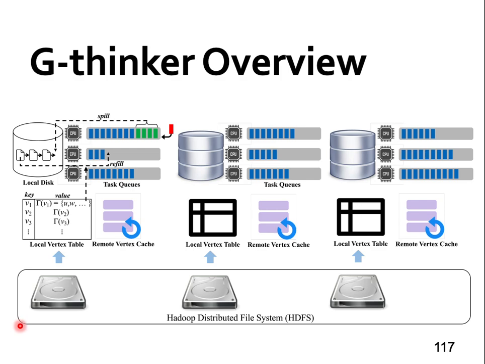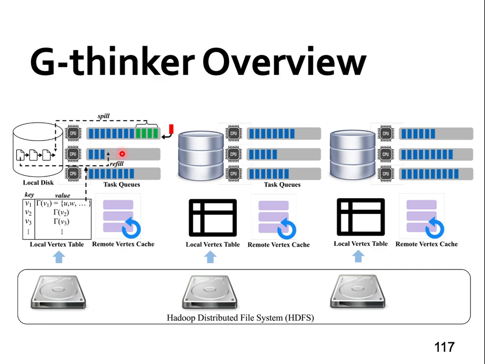Here is an overview of G-thinker in a cluster of 3 machines. G-thinker loads the input graph from a DFS, where each machine loads a fraction of vertices along with their adjacency lists into the local table. Tasks are initialized from each vertex in the local table. A task can grow its subgraph by requesting neighboring vertices, or actually their adjacency lists. To allow multiple tasks in a machine to share remote vertices, a remote vertex cache is maintained, but it has a capacity limit to keep memory bounded.